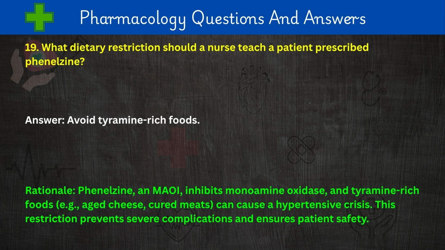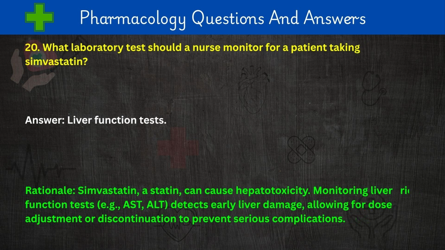19. What dietary restrictions should a nurse teach a patient prescribed phenelzine? Answer: avoid tyramine-rich foods. Rationale: phenelzine, an MAOI, inhibits monoamine oxidase, and tyramine-rich foods, e.g. aged cheese, cured meats, can cause a hypertensive crisis. This restriction prevents severe complications and ensures patient safety. 20.